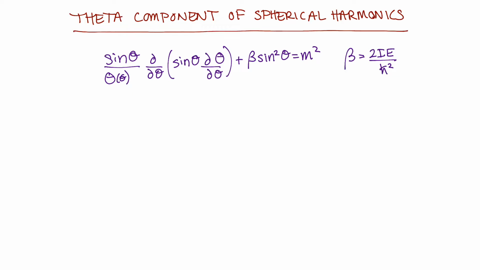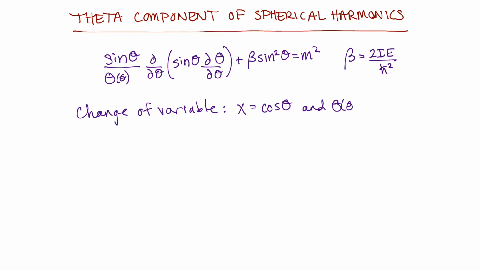Unfortunately, this one is not as easy to solve as the phi portion that we just completed. In order to solve this equation, it requires us to perform a change of variable trick. You may have done this before in a previous math class. All we're going to do here is say that x equals cosine theta, and theta of theta equals P of x.